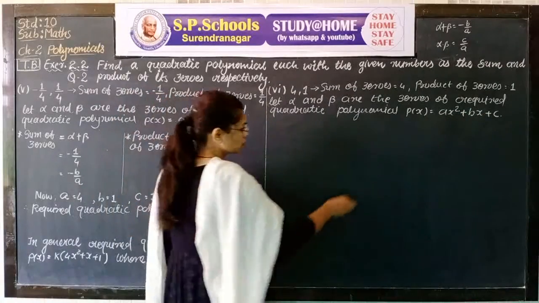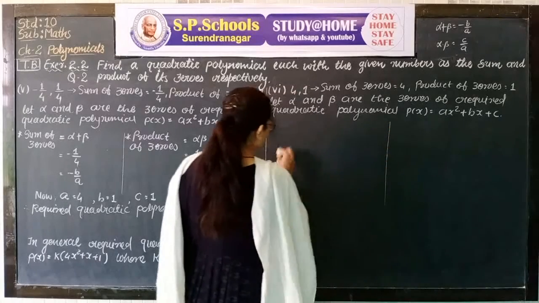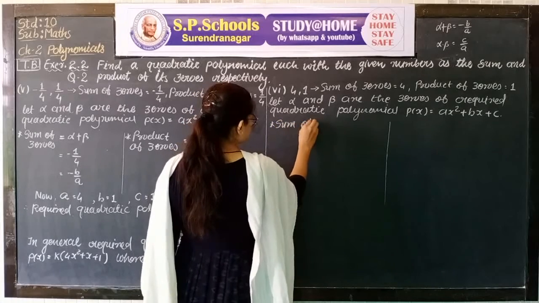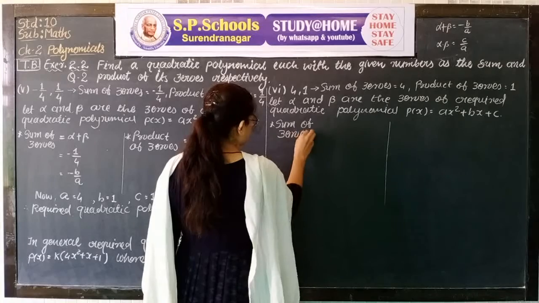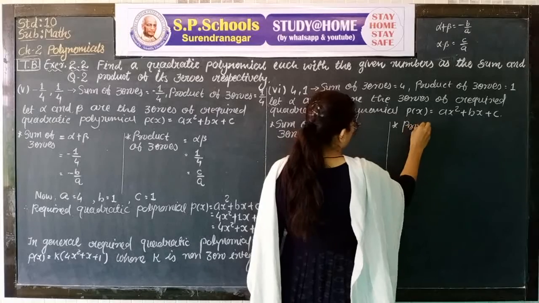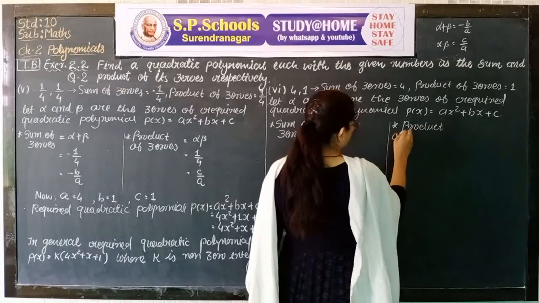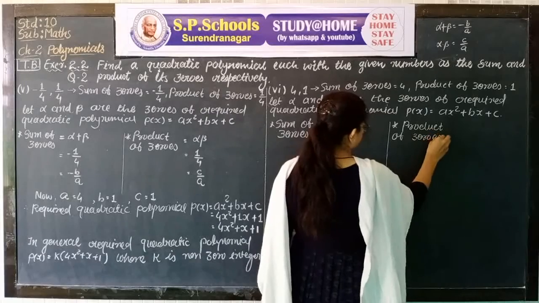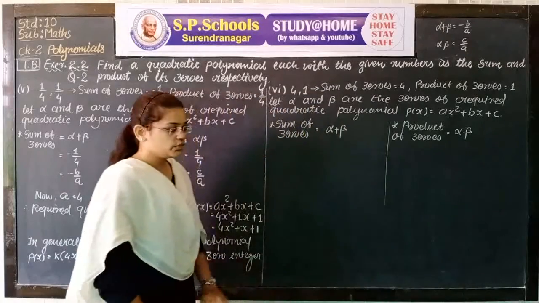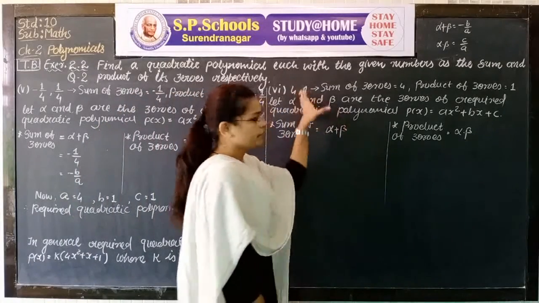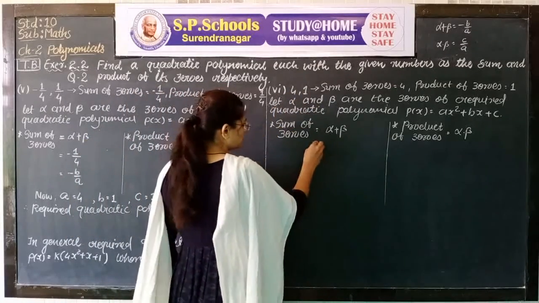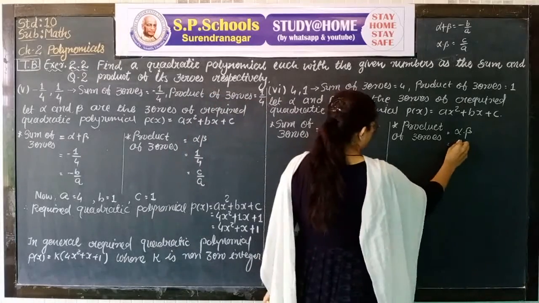We make two parts. Draw a line between the page. On the left hand side we write sum of zeros is equal to alpha plus beta, and on the right hand side product of zeros is equal to alpha into beta. We know both values, sum of zeros and product of zeros, from the given question. Sum of zeros is equal to 4 and the product of zeros is equal to 1. So the left hand side is 4, and the right hand side is 1.